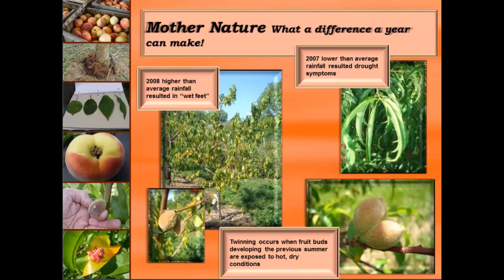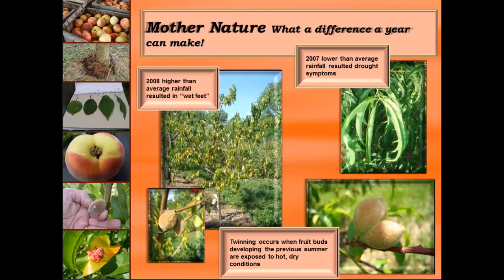I want to mention some of the other things that sometimes are mistaken for disease. It's always interesting when you forget about what happened last year. And these are pictures from the same tree. They kind of had a rough time. In 2007, this tree had lower than average rainfall, and so we had these leaves that were folding in half and drooping. And so clear signs of drought, not disease. This is just lack of water.